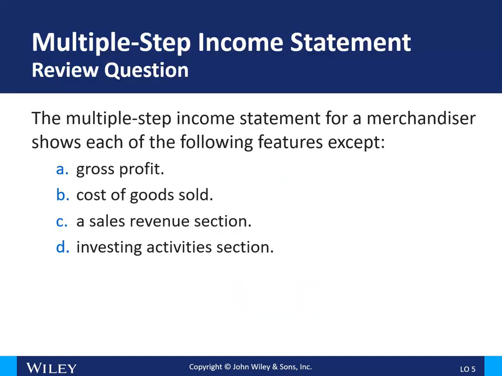So a quick question. The multi-step income statement for a merchandiser shows each of the following features except: gross profit, cost of goods sold, a sales revenue section, investing activity section. So what is not on the multi-step income statement? It's the investing activity section.